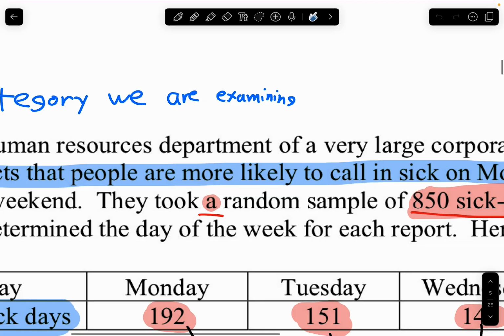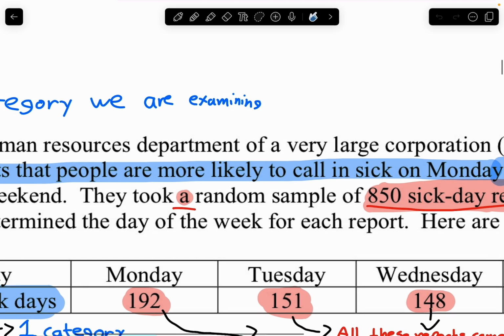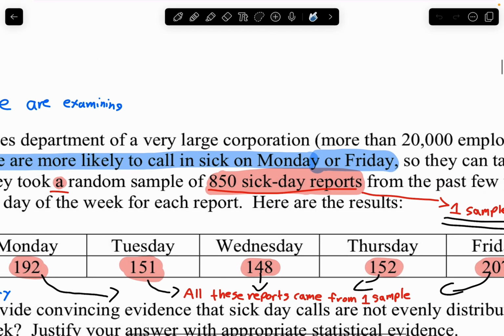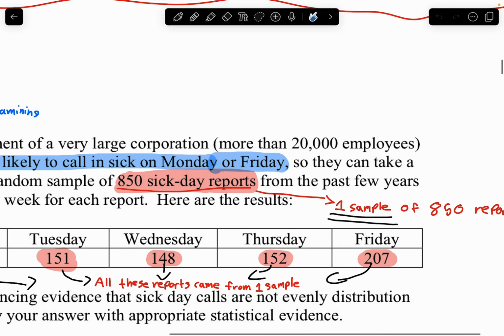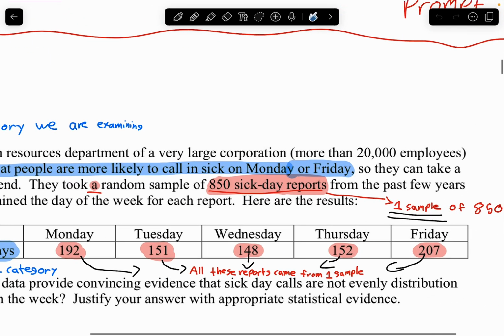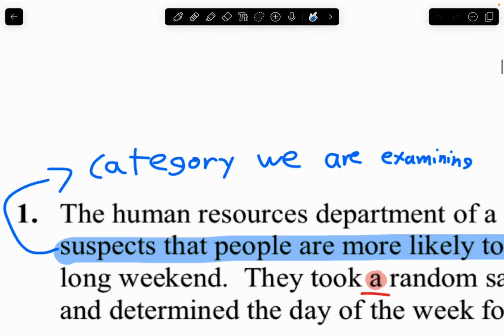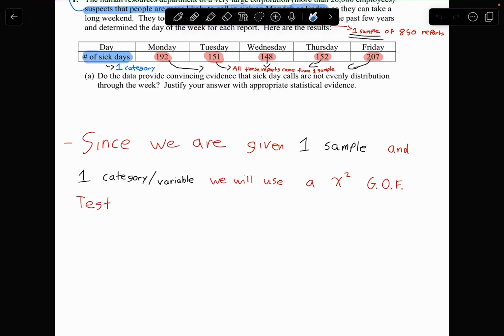Also, it can be kind of confusing because some prompts are tricky and they try to trick you, so make sure you look after the word a. And since it only says a sample of 850 sick day reports, we can be sure that's one sample. So since we are given one sample in one category, we will use a chi-square goodness of fit test.